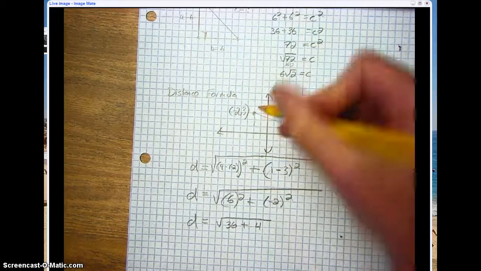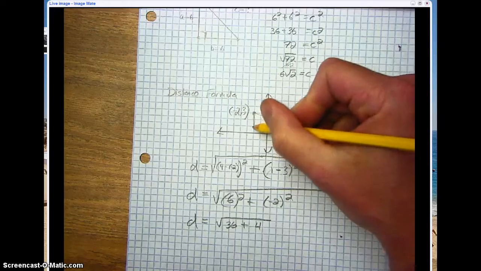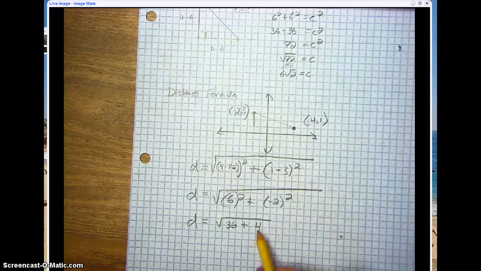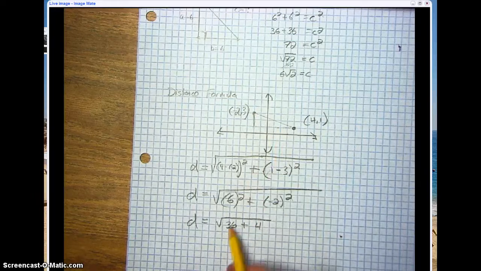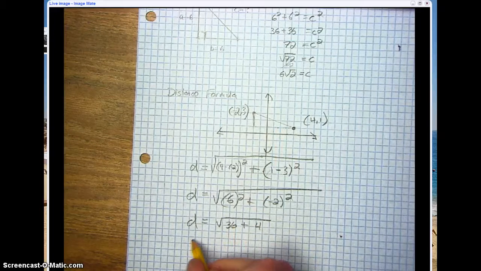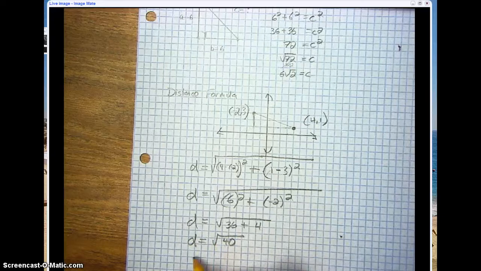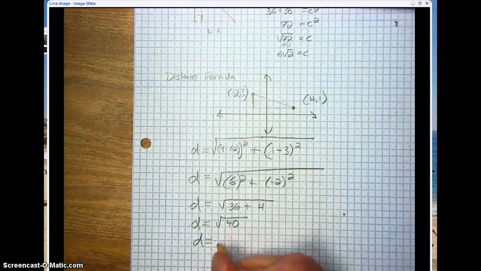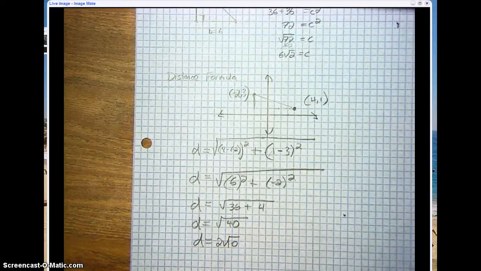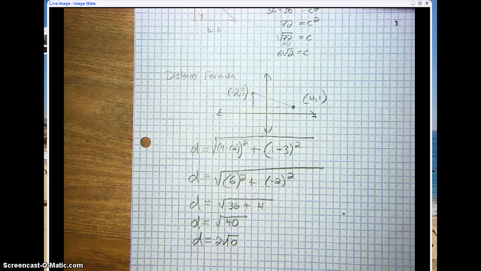Right? Now let's think about this. This is 1, 2 units. 2 squared is 4. This is 1, 2, 3, 4, 5, 6 units. 36, right? Simplify that. The square root of 40 can be simplified to, let's see, 4 times 10, so out comes 2, radical 10. That's your answer for the distance formula.